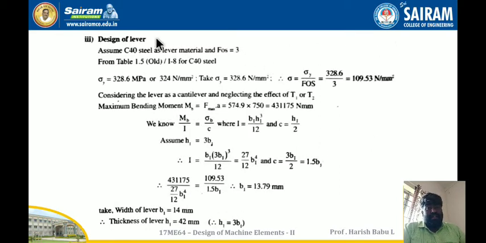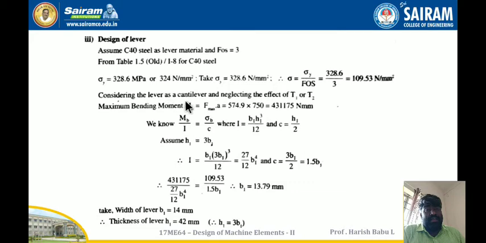For designing the lever, again you have to calculate the b and h values. So I assume C40 steel as the lever material with FOS as 3. First I find the yield strength from table 1.5 for C40 steel. It will be 328.6, or I can take that as 324 Newton per mm square. For sigma, I divide sigma y by FOS, the factor of safety. I get 109.53 Newton per mm square. So that will be your allowable stress.